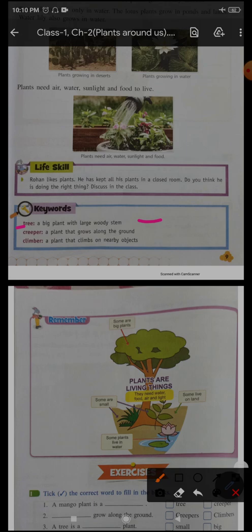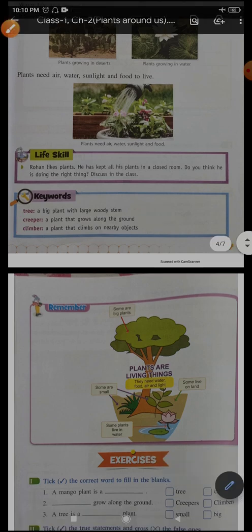A big plant with a large woody stem is called a tree. What is a creeper? A plant that grows along the ground is called a creeper. Some examples you can also give for the creeper. What is a climber? A plant that climbs on a nearby object is called a climber.